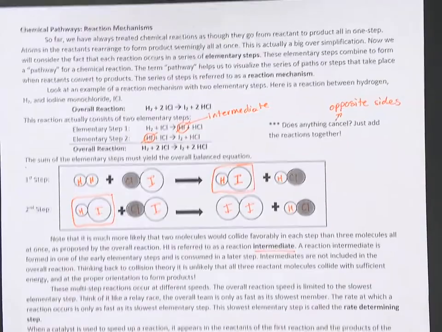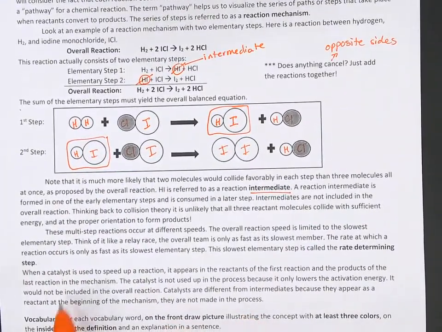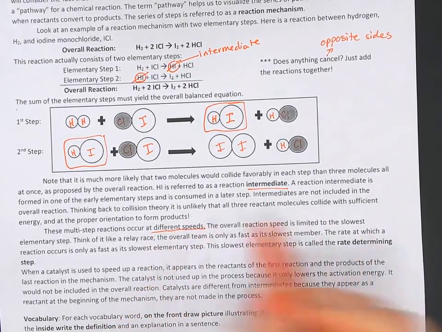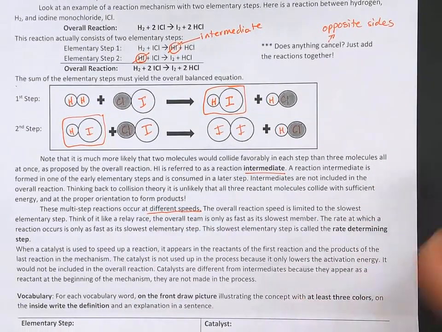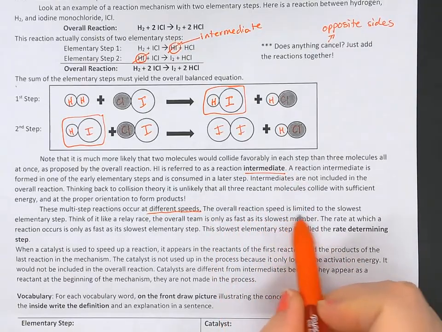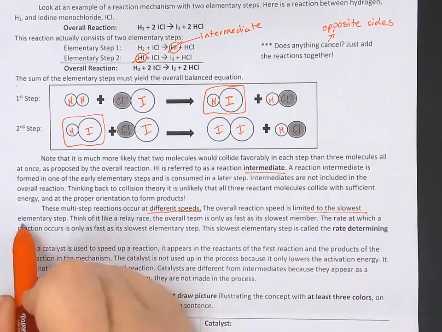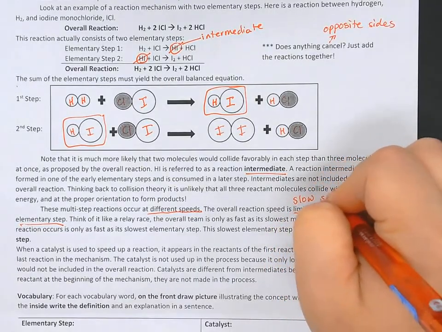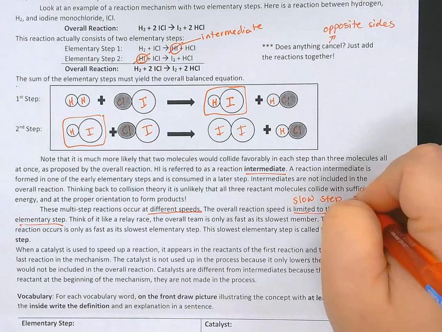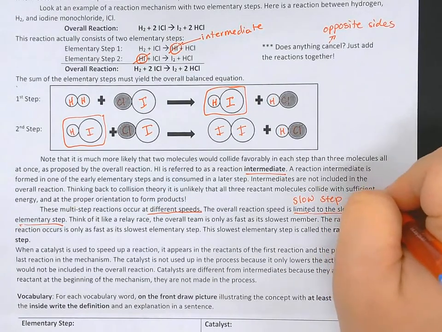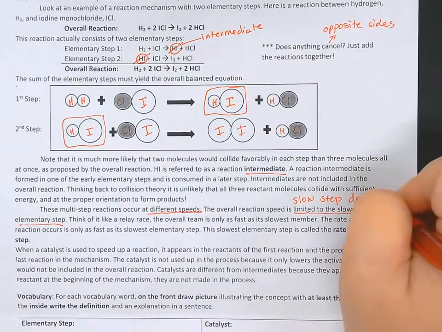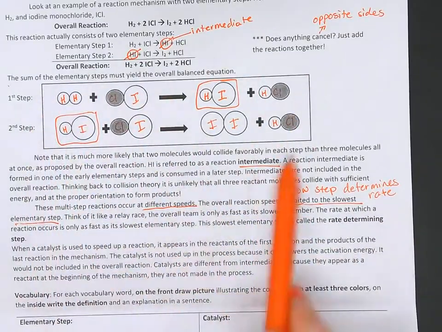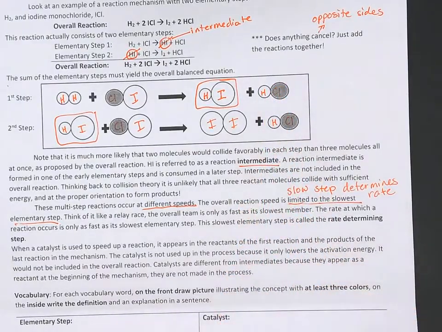Okay, now it mentions down here that these multi-step reactions can occur at different speeds, and this is where it comes into this reaction rates unit. The overall reaction speed is limited to the slowest elementary step. So the slow step determines the rate of the reaction. The whole rate of the entire reaction, everything together, is determined by which step is slower.